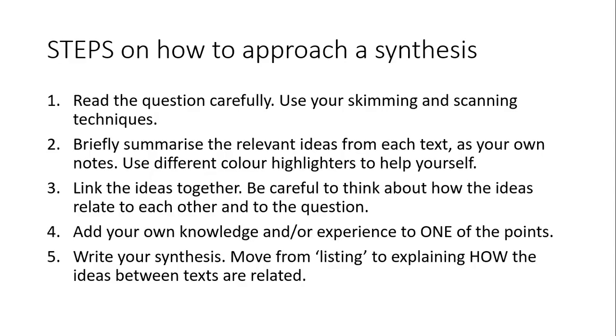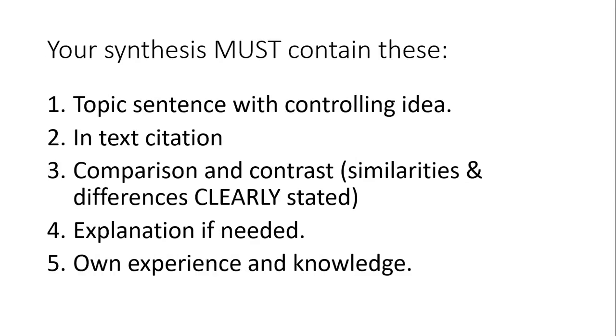So a lot of students will make the mistake of just merely listing the text. They will say, in text 3, this, this, this. In text 4, this, this, this. In text 5, this and this and this. That is considered listing because you did not point out how those texts are related to each other, how they are different to each other, how they are similar to each other. Alright, let's move on.